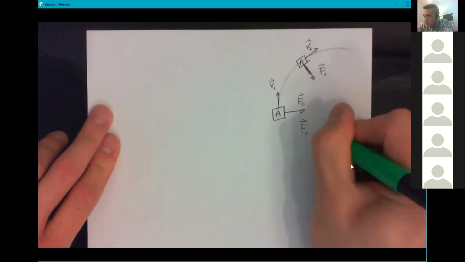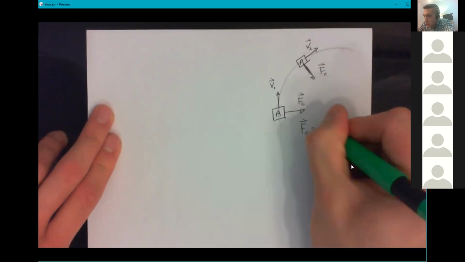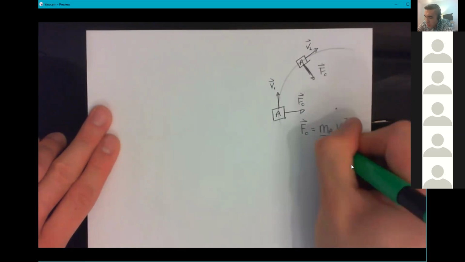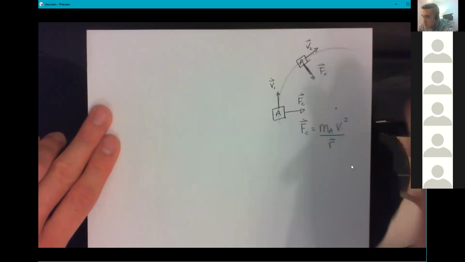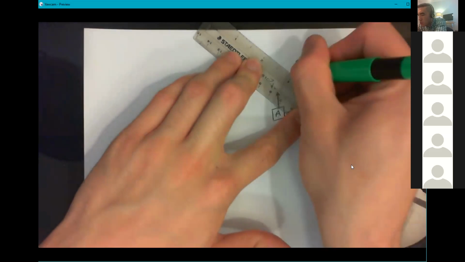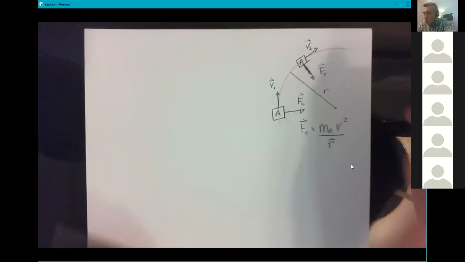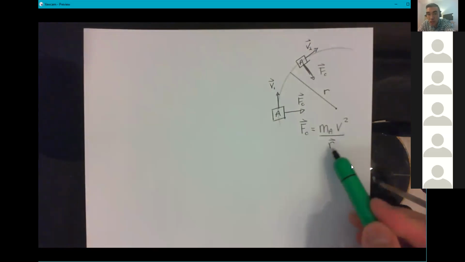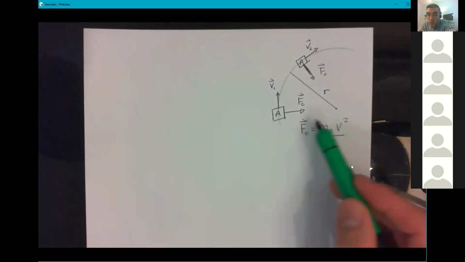The force F_C must be equal to the mass of A times v squared, divided by r, where r is the radial length from the edge of this circle to the center. All of this must be in units which agree. So if this is kilograms, this is meters per second, and this is meters, we get force in units that we like.